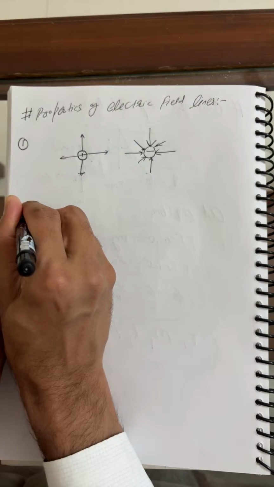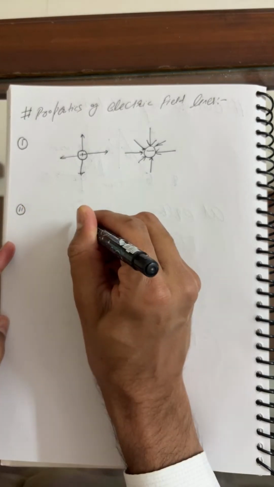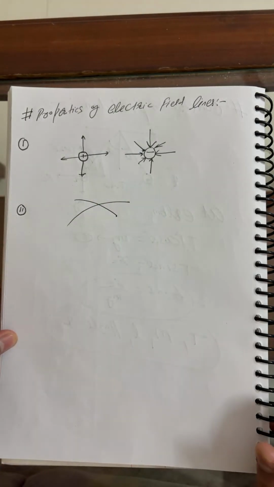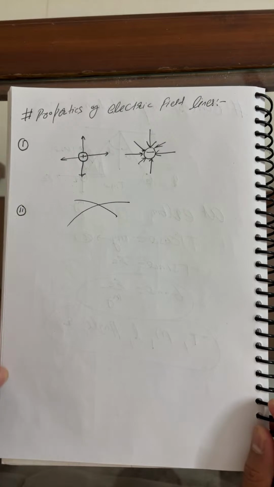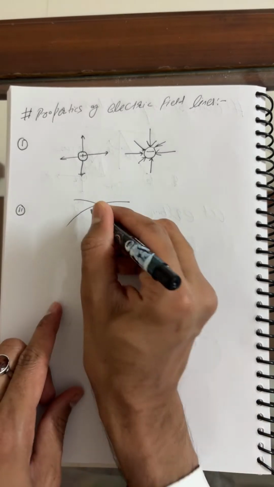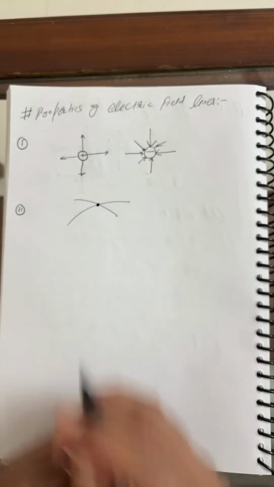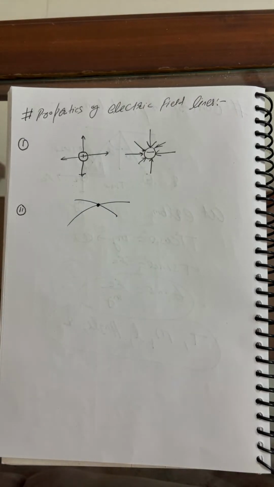Now, what's property two? Electric field lines never intersect each other, because at an intersection point there would be two possible directions, which is practically not possible.